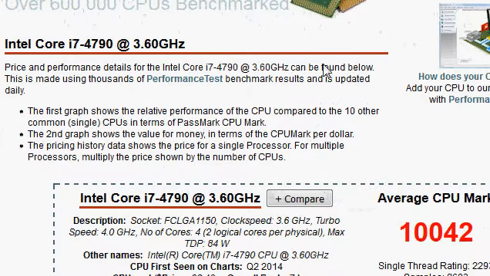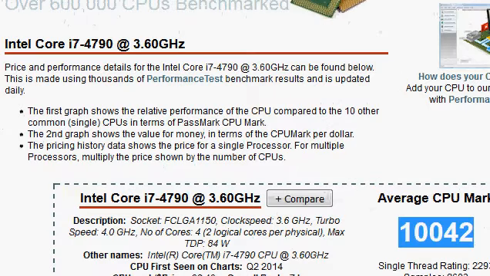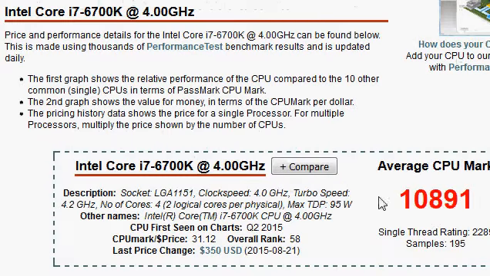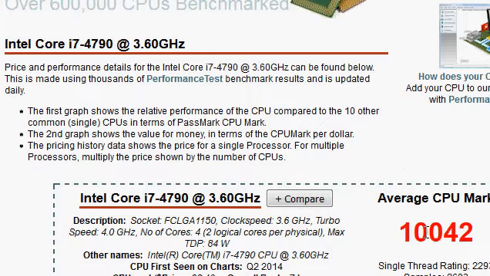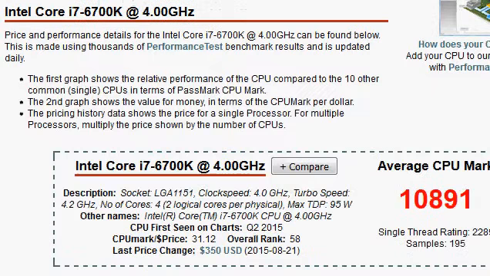The 4790 has a benchmark score of 10,042, and the 6700K has a benchmark score of 10,891. Now this benchmark, I will say, slightly favors single threaded performance, and there are other benchmarks that have shown slightly more advantage for the i7-6700K, but this is a ballpark number.